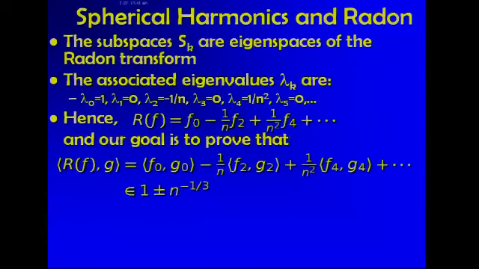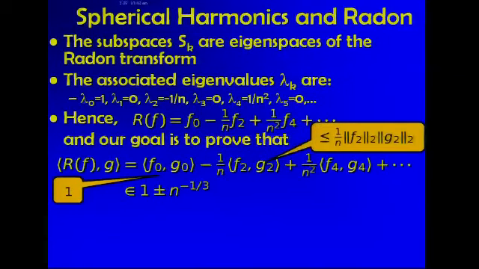The first term, f0 inner product g0, is easily seen to be 1 because of the way I normalize things. f has average 1, hence f0 is simply the constant 1 function, and g0 is also the constant 1 function. The inner product is 1. For the second term, we apply the Cauchy-Schwarz inequality, and we can upper bound its absolute value by 1 over n times the L2 norm of f2 times the L2 norm of g2. We'll do the same for the third term.